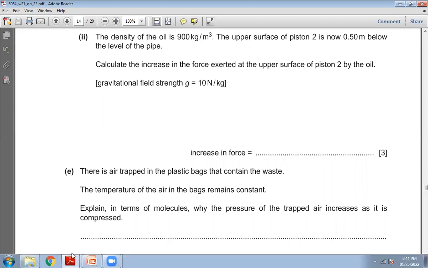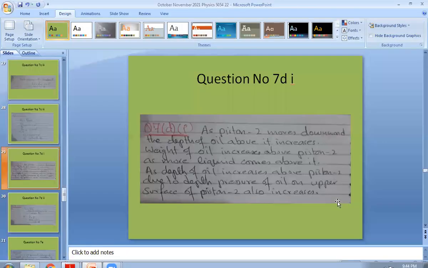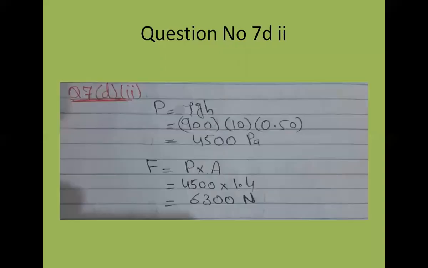So let me show you my working. I hope you understand the strategy which I just told you. The depth of the oil above the piston number 2 is 0.50, and the density of the oil is 900 kg per meter cube. The g value is 10, so I can calculate how much pressure that depth of oil will have.